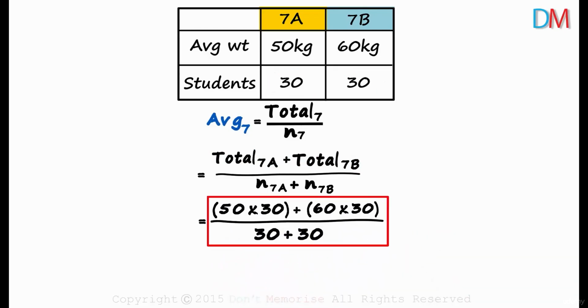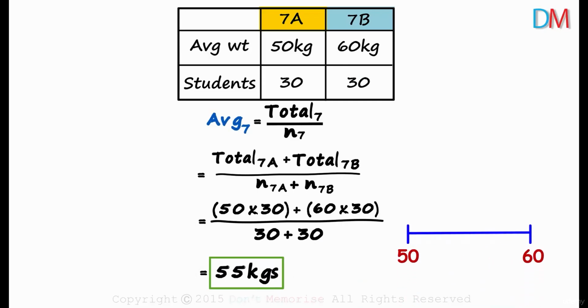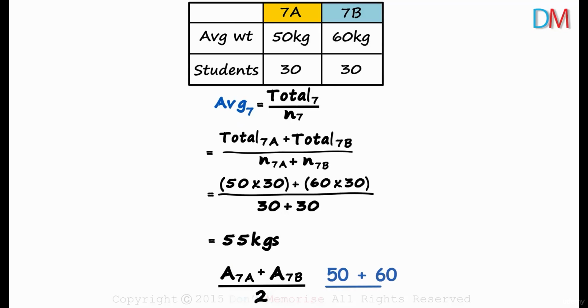This will give us the average weight of all the students in class 7. Solving this will give us the combined average as 55 kilograms. This is the average weight of all the students in class 7. Notice that it is exactly between 50 and 60. So we didn't really need to do all this, right? We could have easily found the combined average by finding the average of the two averages. 50 plus 60 over 2 would have also given us 55 kilograms as the combined average.